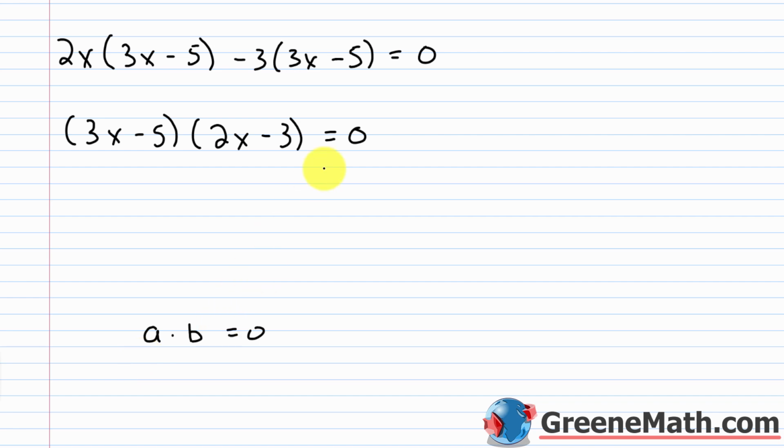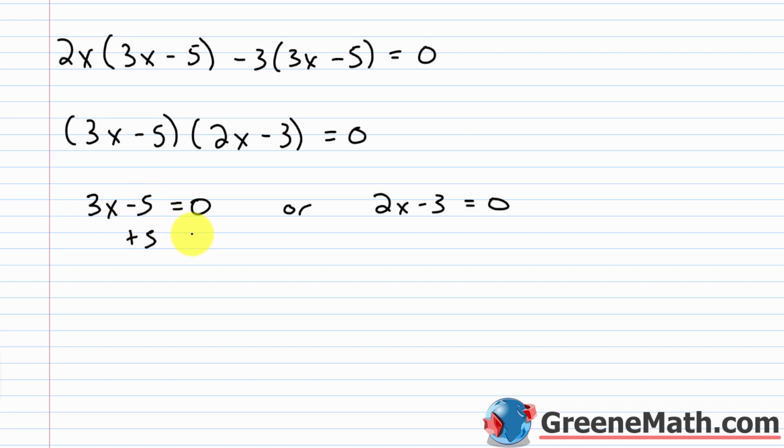So here, following that same format, the quantity 3x minus 5 times the quantity 2x minus 3 is equal to 0 if 3x minus 5 is equal to 0, or 2x minus 3 is equal to 0. So let's solve each one for the x value that would make that particular binomial equal to 0. For this one, I would add 5 to both sides of the equation. I would get 3x is equal to 5. Divide both sides by 3. You get x is equal to 5/3.